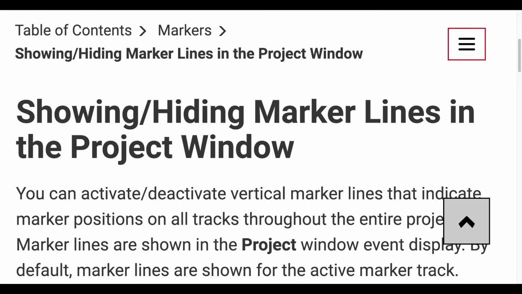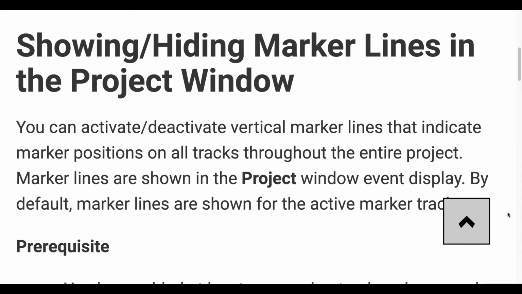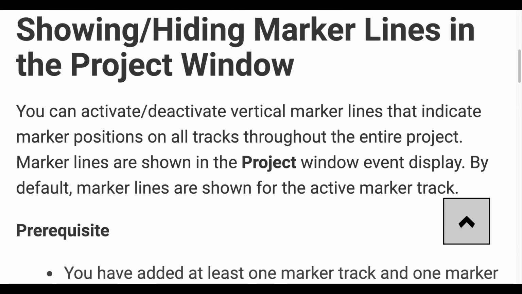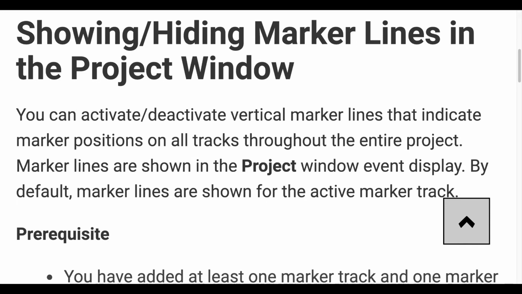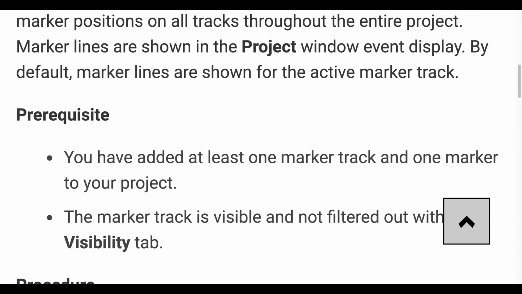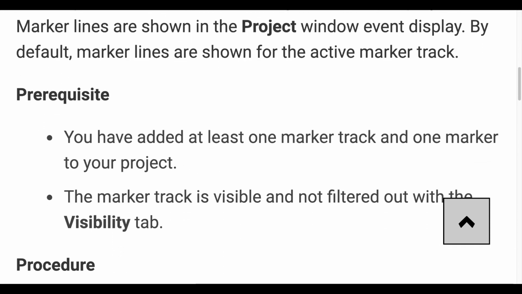Showing/hiding marker lines in the project window. You can activate/deactivate vertical marker lines that indicate marker positions on all tracks throughout the entire project. Marker lines are shown in the project window event display. By default, marker lines are shown for the active marker track.